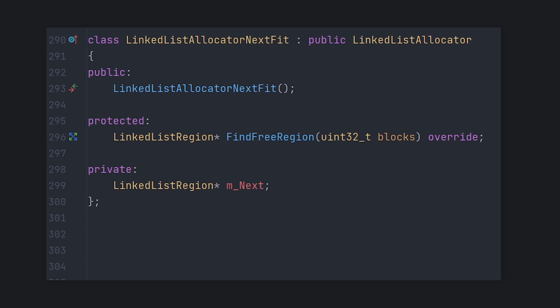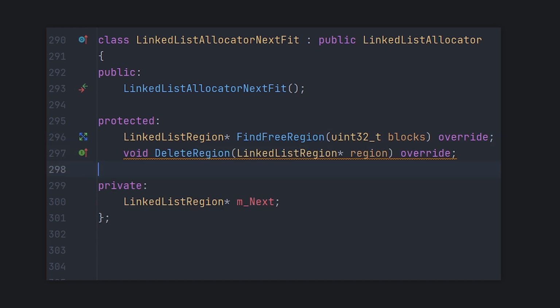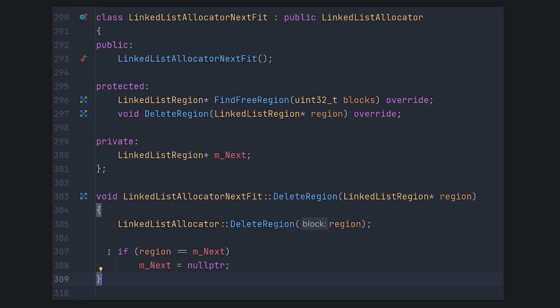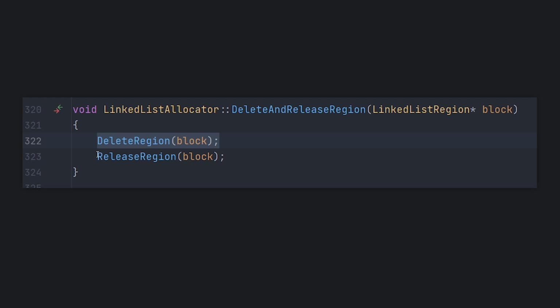Something I'd like to add here is that when we use the next fit search strategy, we could end up deleting the element that was saved. To address this issue, we should make this method virtual and override it in the class implementing the next fit strategy. If the currently saved element is being deleted, we reset the next pointer. The delete and release region method is a convenience method that calls both delete region and release region.